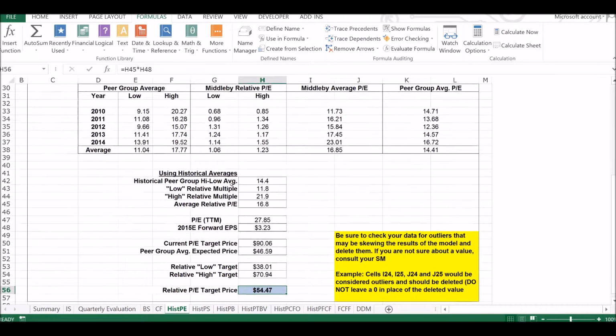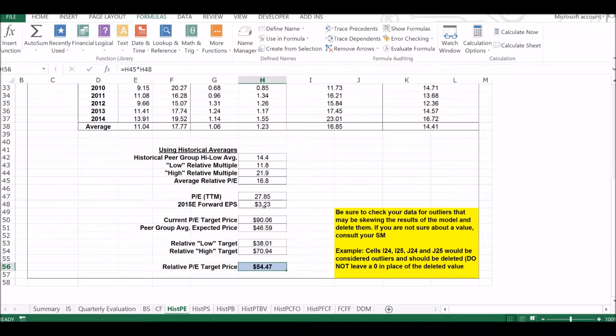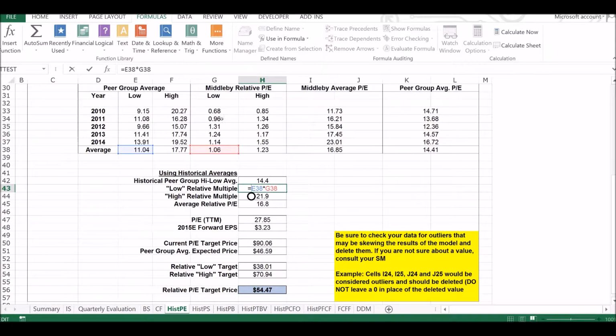So ultimately this leads down here to using the historical averages. And what essentially you're doing here is taking the peer group high-low average. You're looking at the low relative multiple average, so you're taking Middleby's relative PE multiplied by the peer group average. You're getting the low and the high, and then you get the average between those two.